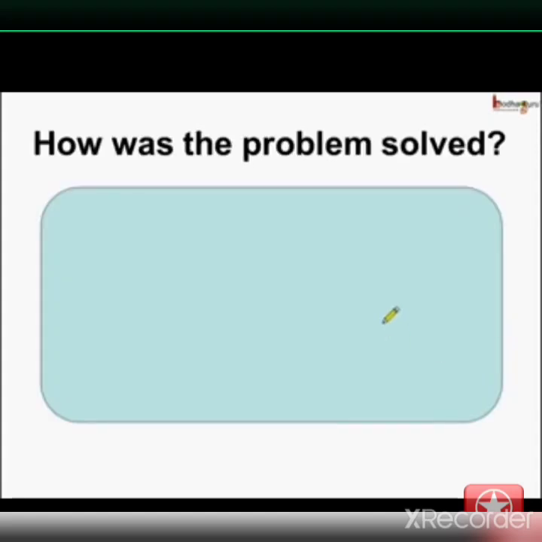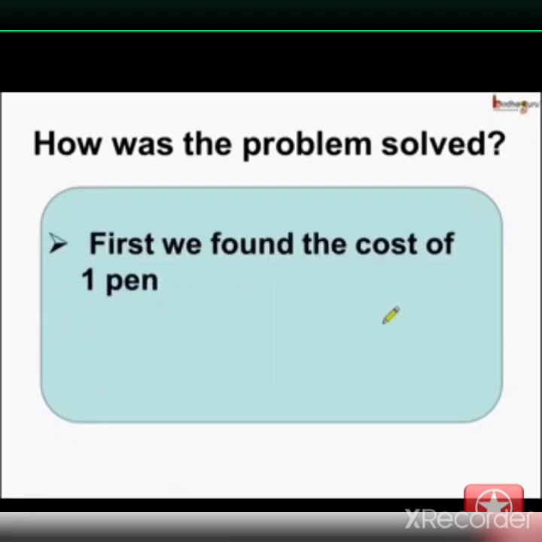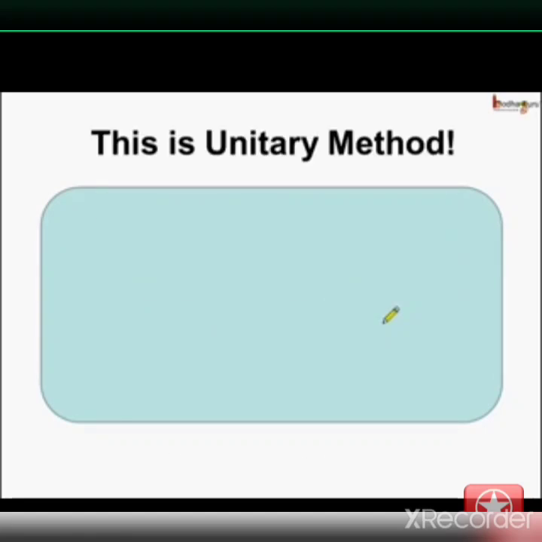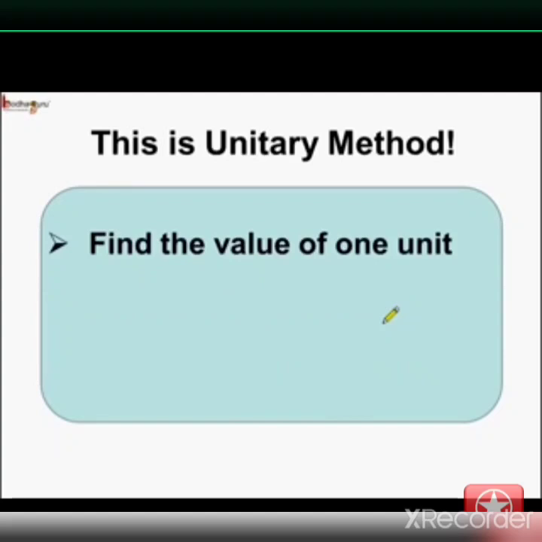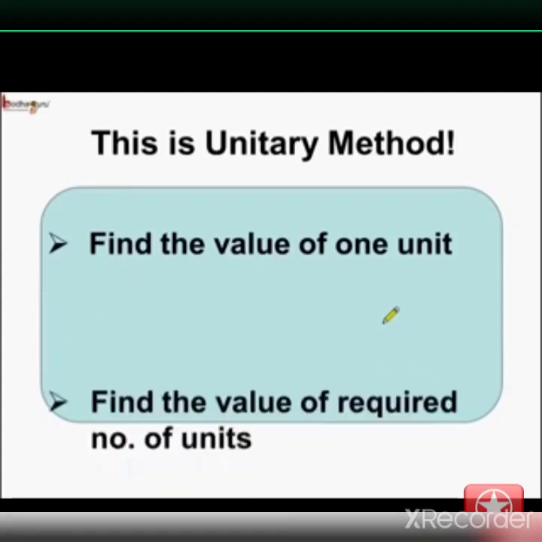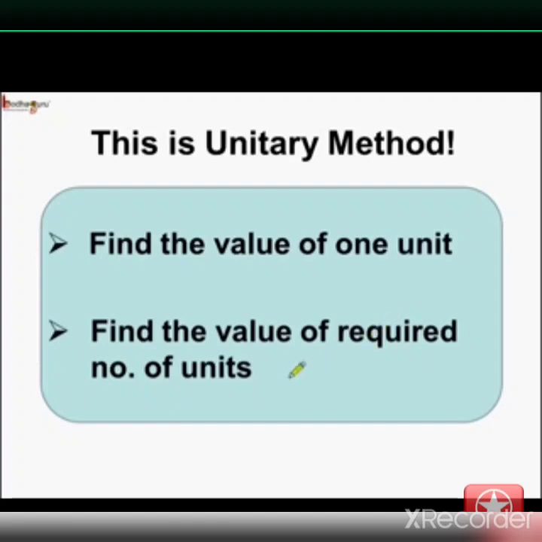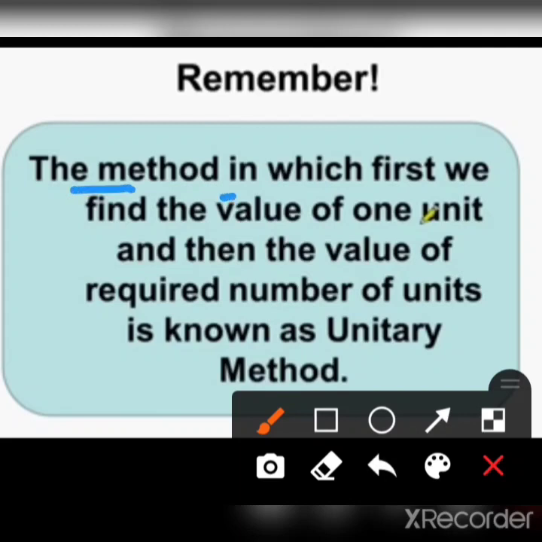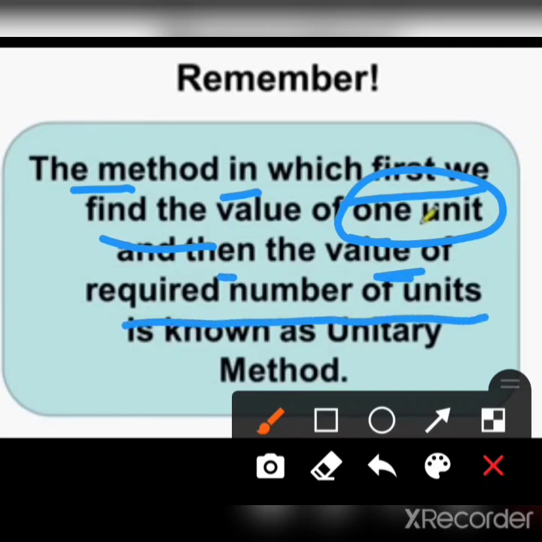So how was the problem solved? First we found the cost of 1 pen, then we found the cost of 3 pens. So what is the unitary method? We have to find the cost of 1 article, then multiply by the number of articles we require. So what we have learned about the unitary method is that the method in which we first find the value of 1 unit and then the value of the required number of units is known as the unitary method.